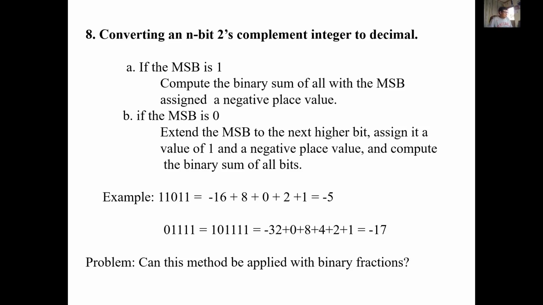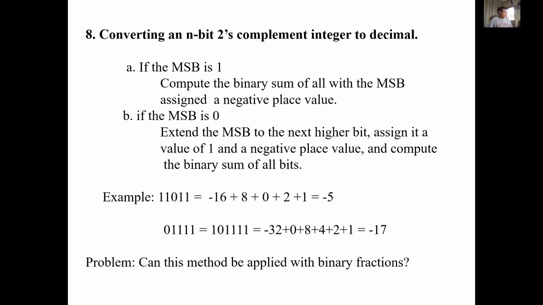Now, how do you convert back? Is there an easy way? Yes, you don't have to add 1 and repeat the same process. If you know that a binary number is in 2's complement, how do you convert it to decimal? Now here's the rule. If the most significant bit is a 1, compute the binary sum of all bits with the MSB assigned a negative value.